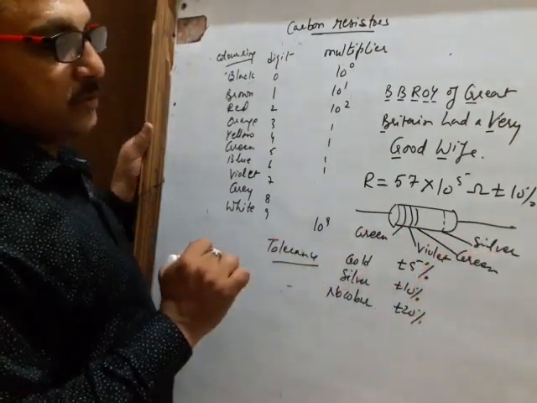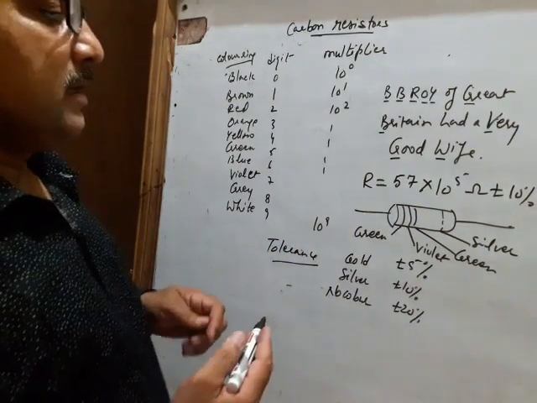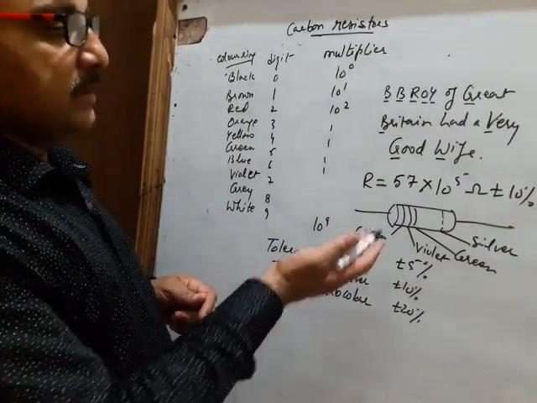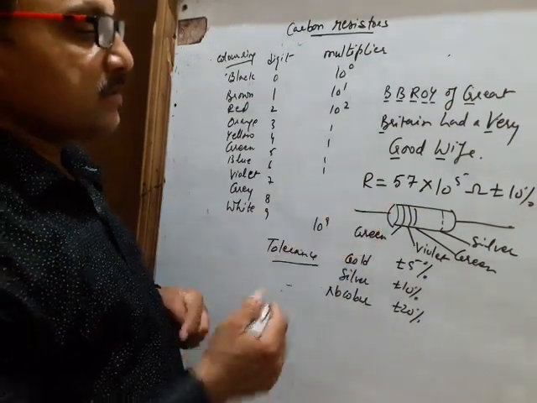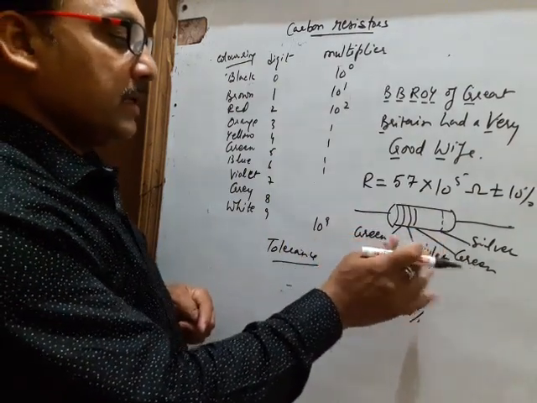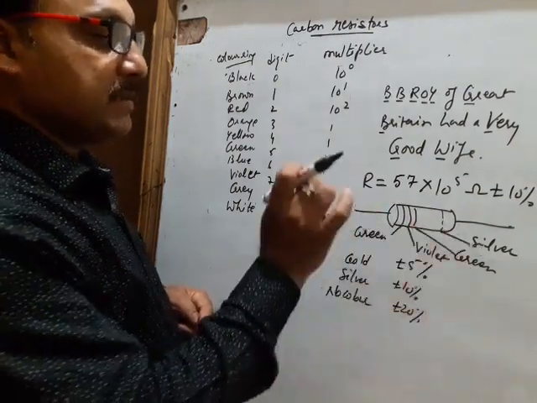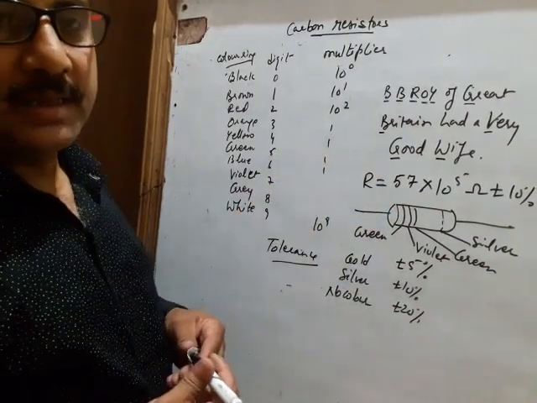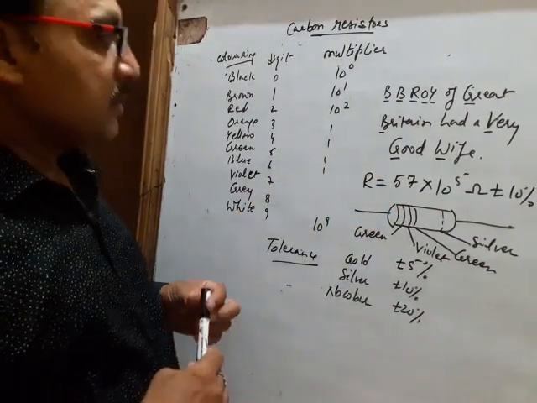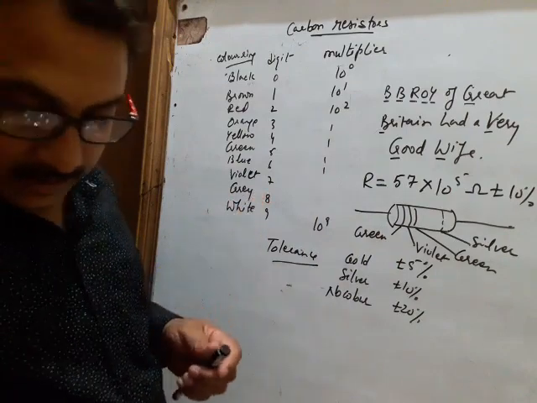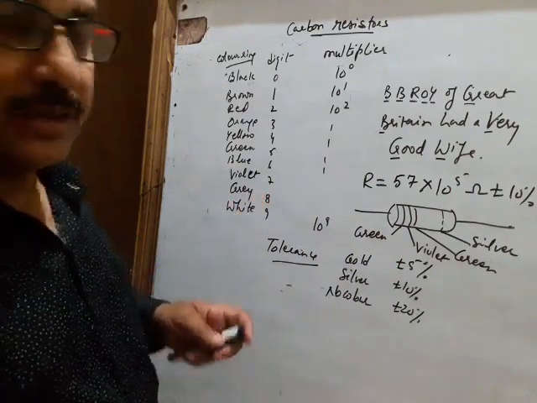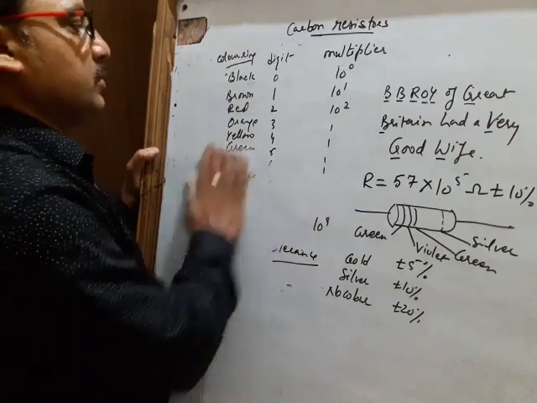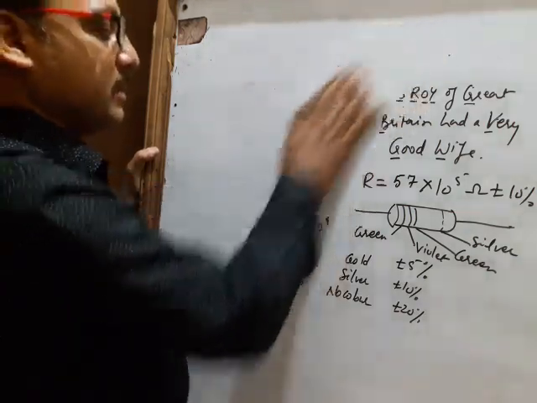So this is how you write the colors, and you can either get this question like this, or in the exam you will get the picture of this resistor and they will ask you what is the value of the resistance of this carbon resistor. So this is very easy. This consists of 1 mark question in the board exams. So students, I hope you have followed this.